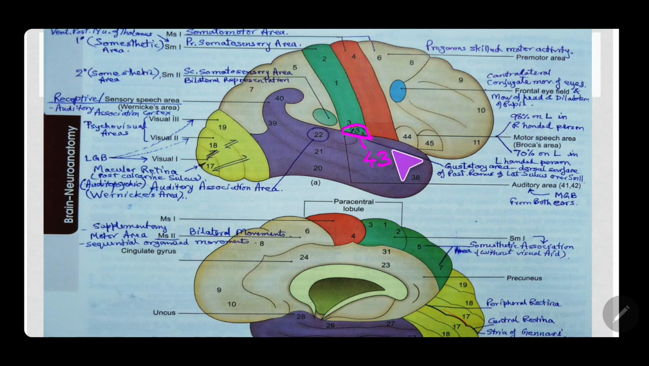Okay, and there was the sensory homunculus, remember. So on the sensory homunculus, the parts represented here were the tongue and pharynx. So the general sensations will also reach near these special visceral afferent sensations. Got it? Okay.